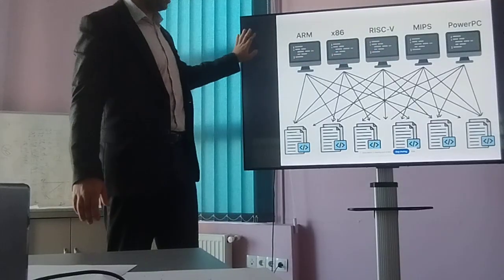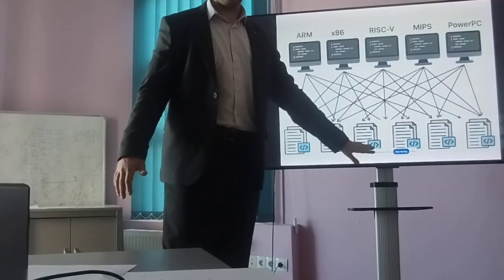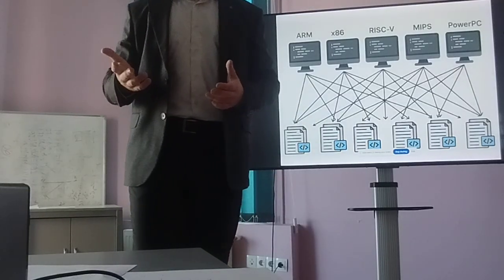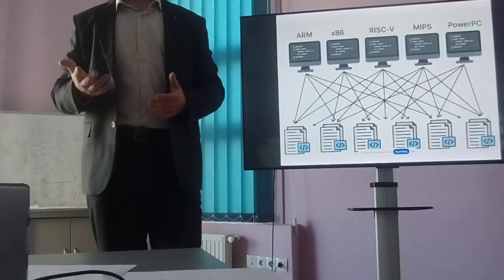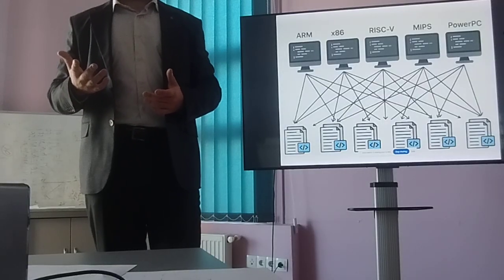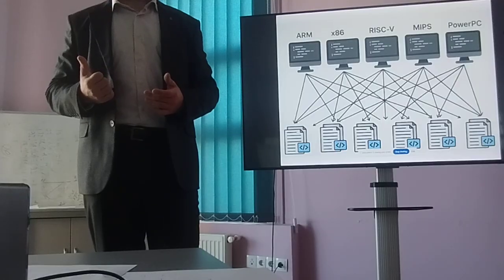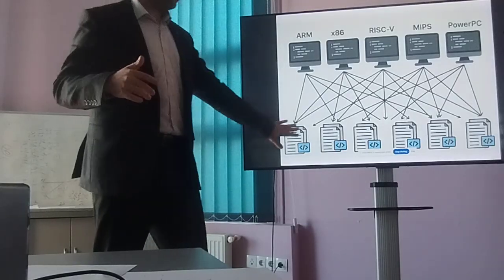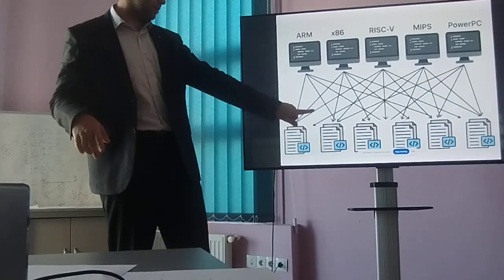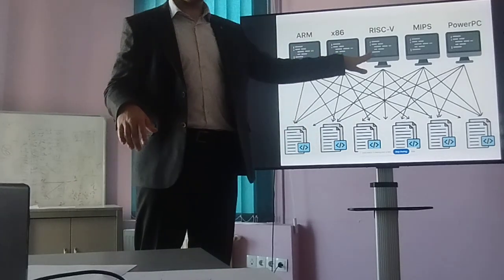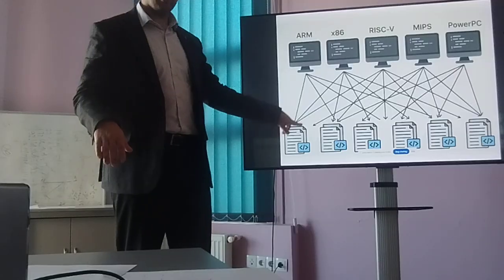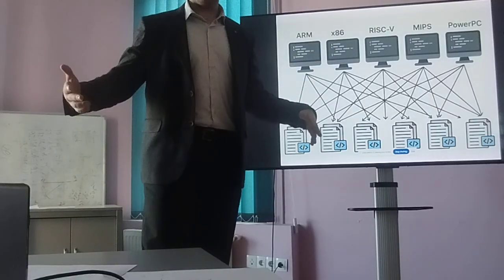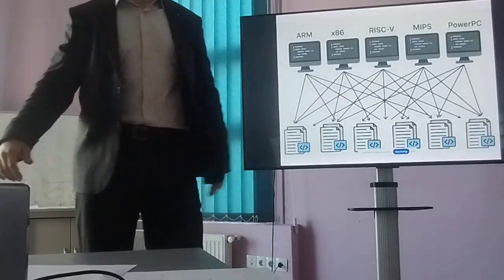We have all these different architectures, and we have 5 programs. For example, 5 programs, 5 architectures. How many times do we need to compile? 5 times for each program. 5 programs and 5 architectures, so we have to compile 25 times. So it multiplies. We need to do a lot of compilation, right?